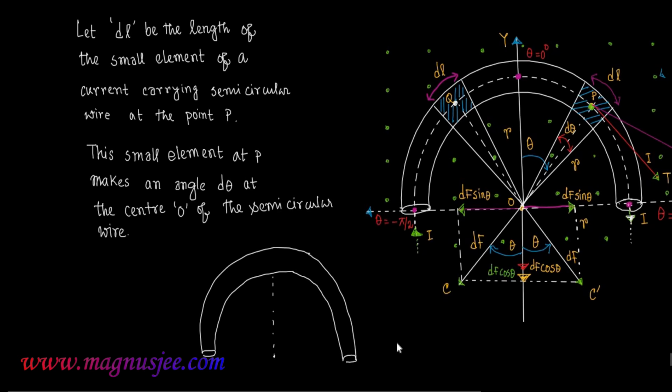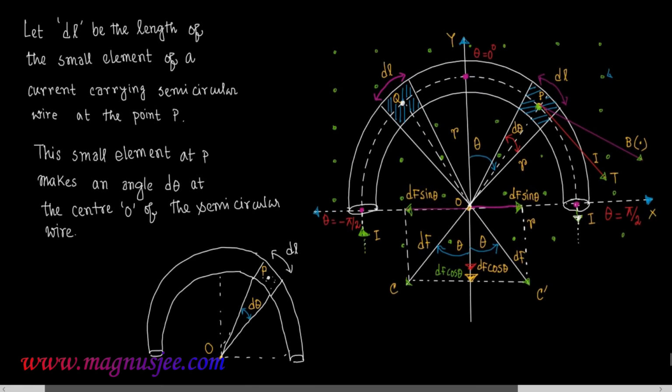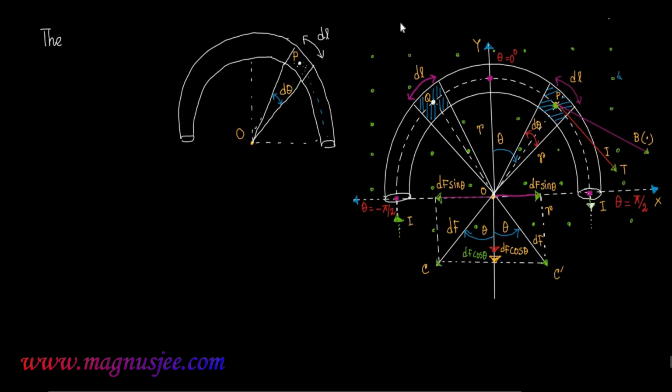This is the semicircular wire in the diagram. O is the center of this semicircular wire, and this is the small element of length dl at the point P. And this small element makes an angle d theta. d theta is the angle subtended by the small element dl on the semicircular wire at the center O. And the current element I vector dl acts along the tangent at P, and the magnetic field acts outwards. That means vector B, the magnetic flux density, acts outwards, perpendicular to the plane of the semicircular wire as shown in the figure.